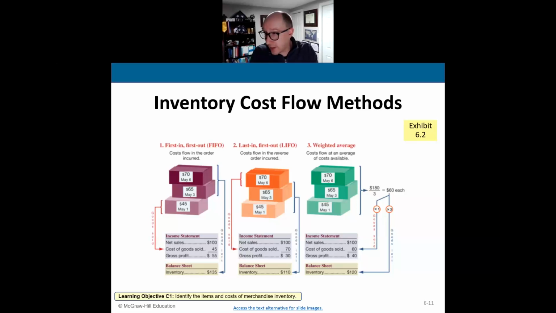So I'm not going to have to pay a whole lot of taxes on $30 worth of gross profit, not as much as I would on 40 or 55. And also with the lowest inventory balance, my tax rate's not going to be that high out of the three options. So I would agree with Joy. I think last in, first out is probably the best option in this scenario.